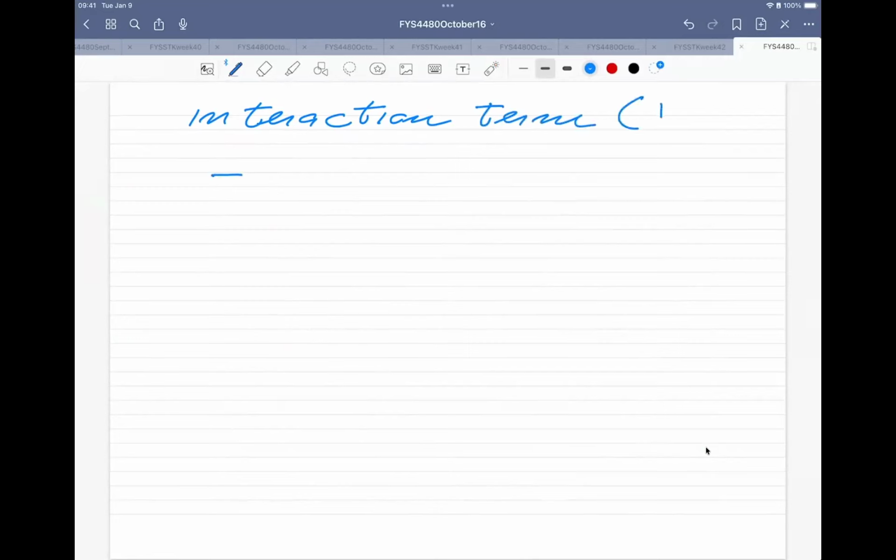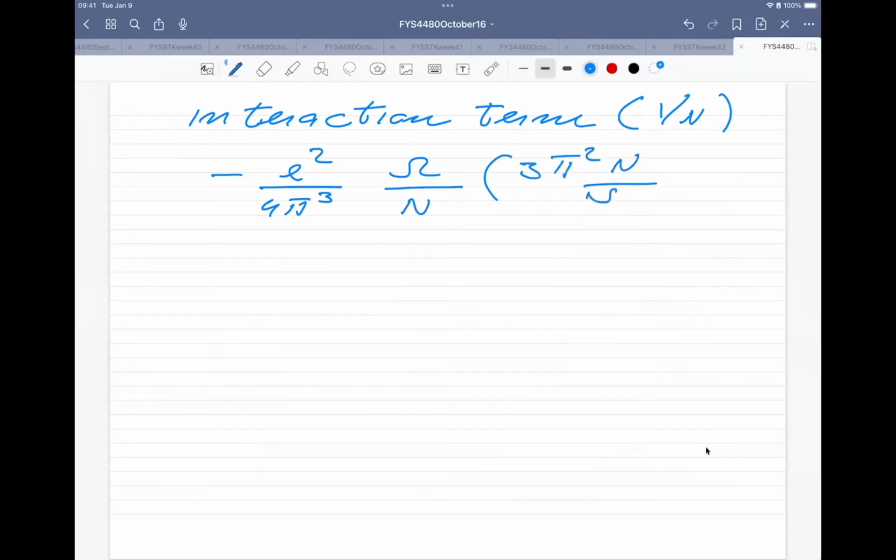Divided by the number of particles, I write it like this: E squared divided by 4 pi cubed. And then I have a volume term, and then I divide by the number of particles, and then I have a 3 pi squared n of omega to the power of 4/3. So depending on how you want to deal with it, if you don't divide it by the number of particles, you will see that there is a density dependence, which goes like density to the power of 4/3. If you divide it by the number of particles, this term which you see here is nothing but 1 over n.